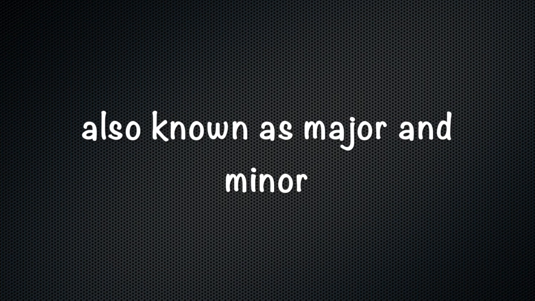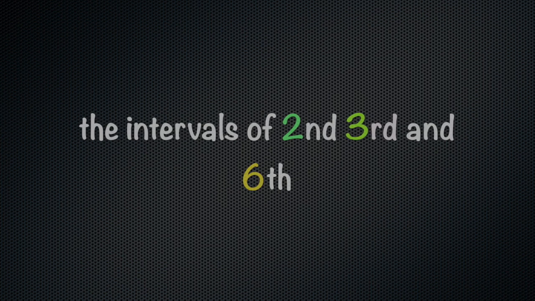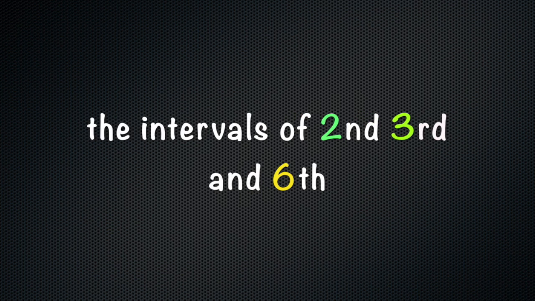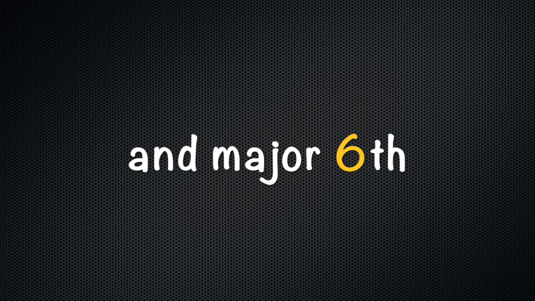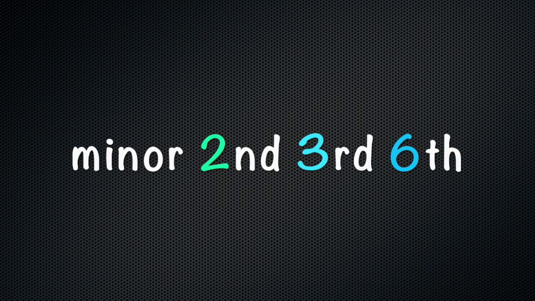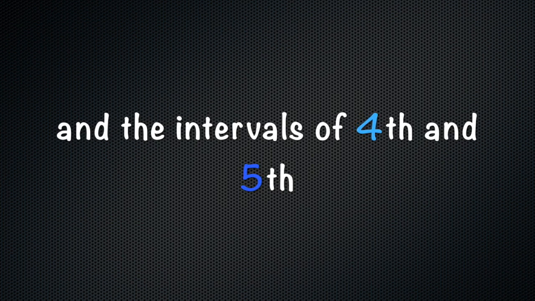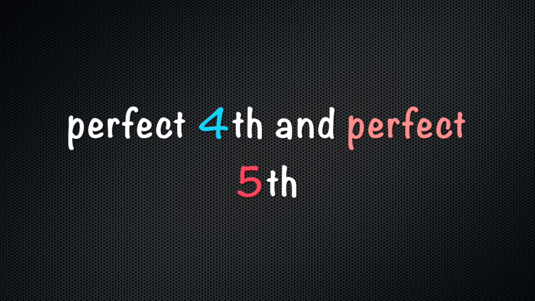We have to say that some of the intervals are known as major and minor, and some of them are perfect intervals. So the intervals of second, third, and sixth are major: major second, major third, and major sixth. And we have minor second, minor third, minor sixth, and the intervals of fourth and fifth are perfect intervals, perfect fourth and perfect fifth. Go along with us as we illustrate these intervals.